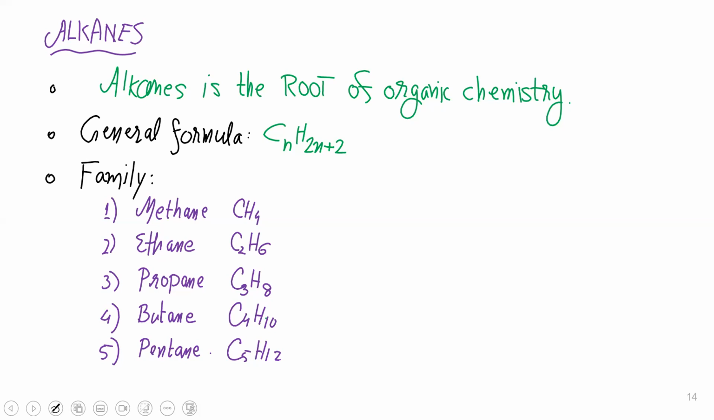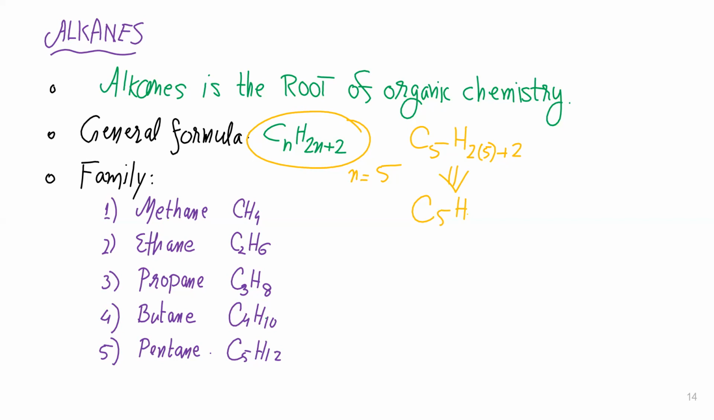If I ask you to put n equal to 5, what do you write? Let me ask again. This is the formula. If I put n as 5, you write C5, then you will write H2n plus 2, that is 2 times 5 plus 2. Very good, simplify it. 2 fives are 10 plus 2. Final answer? 12. Very good. Now look at this and look at this.